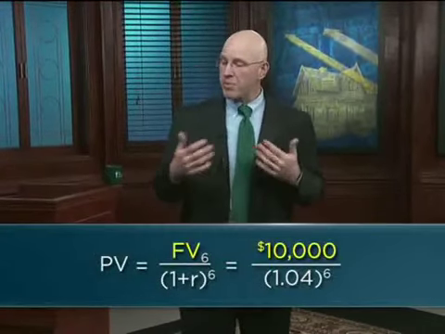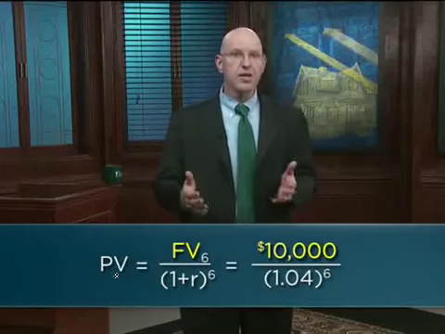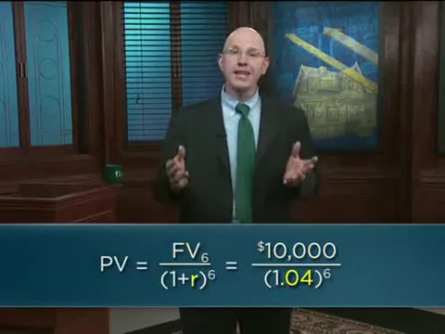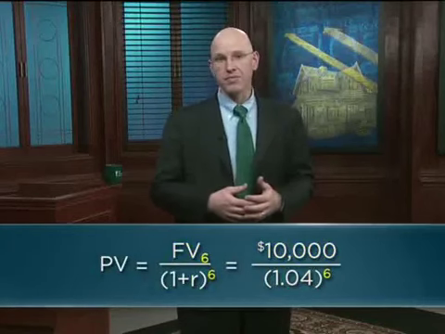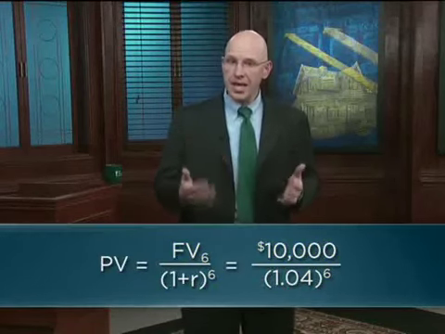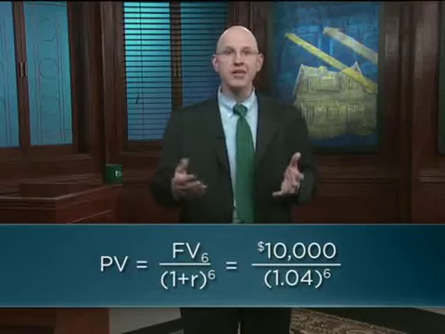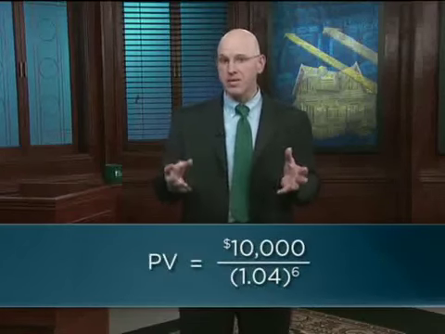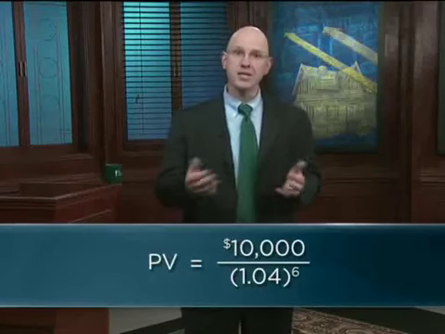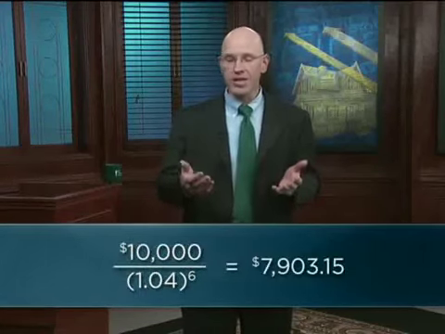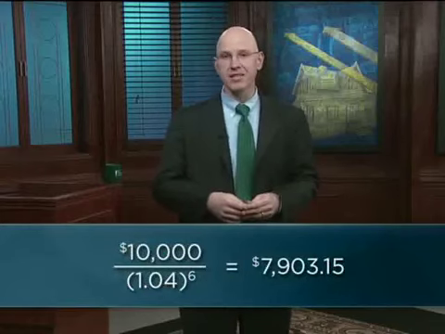Well, let's return to the bond pricing example. To find its price, we can use the discounting formula. The future value is the bond payment of $10,000. The rate of return is 4%, and the number of annual periods is 6, since the bond pays you 6 years from now. Then the price you'd be willing to pay today is the present value of this $10,000 payment, which is given by PV is equal to 10,000 divided by 1.04 raised to the 6th, which gives us $7,903.15.